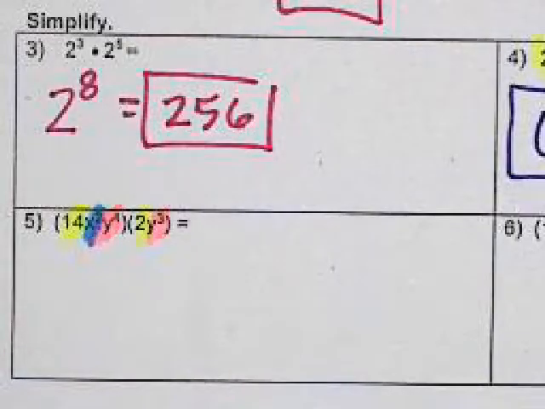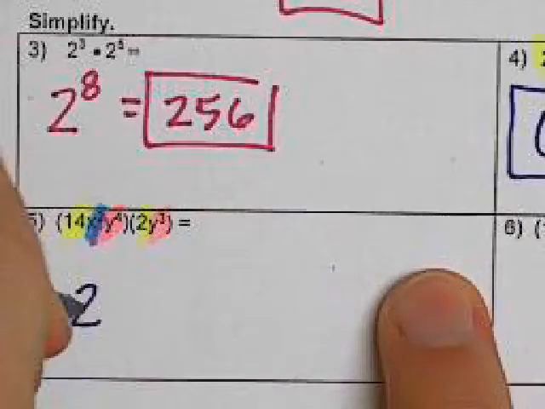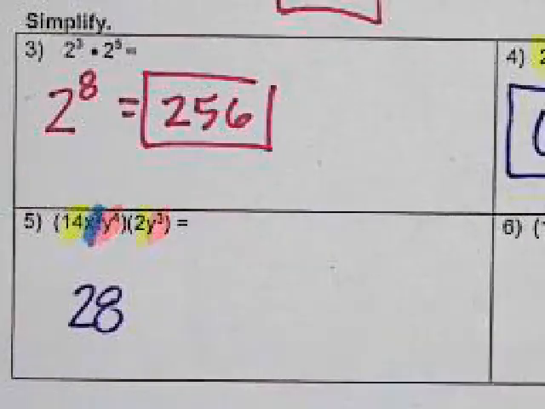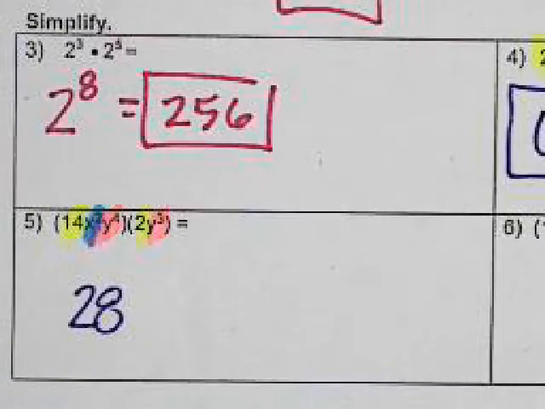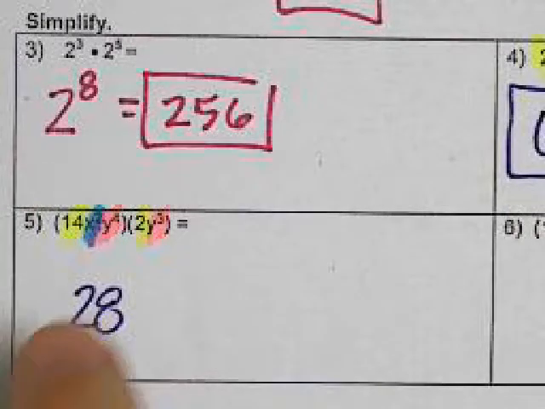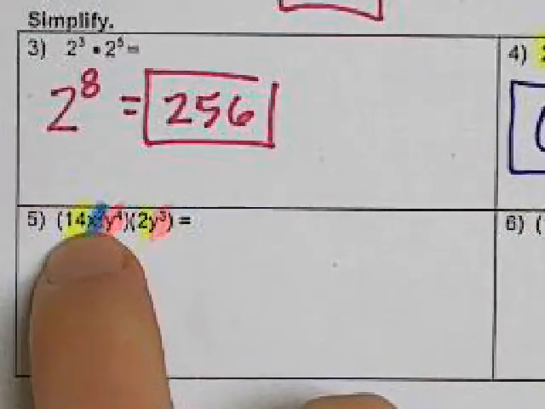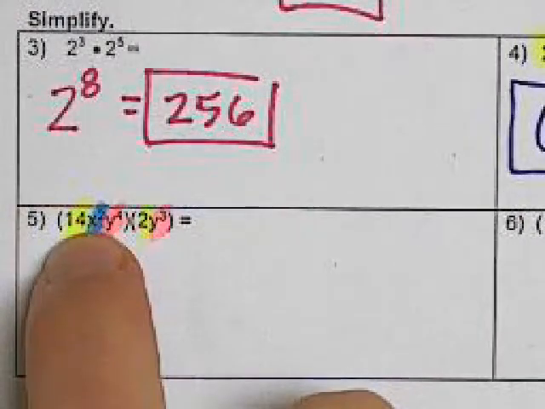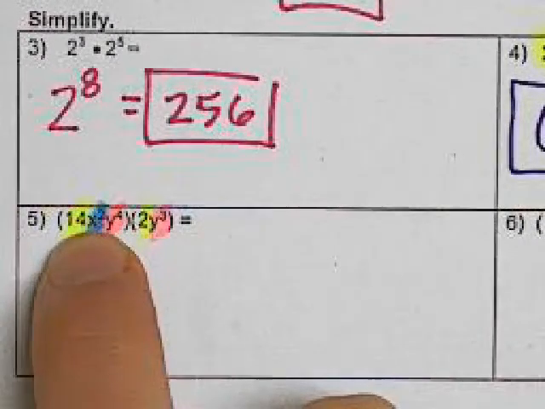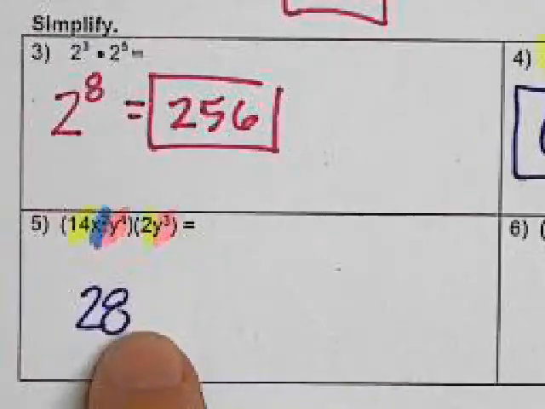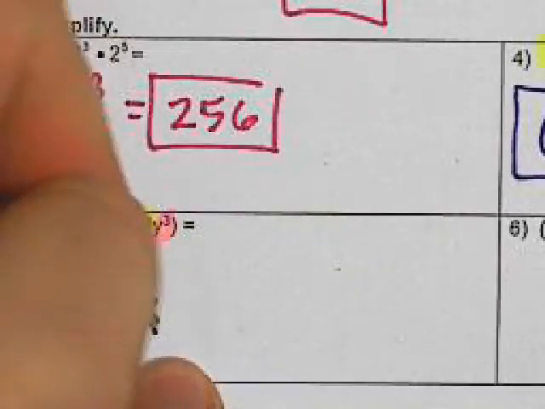Okay. What do I do with my big yellow numbers? 14 and 2. Multiply the big numbers. What's 14 times 2? 28. Then I move in alphabetical order. What's my first variable in the alphabet? X. Okay, so I've got 1 blue X. Can I add that little 2 with any other blue X's? No. So what do I do? Just bring it down. X squared.